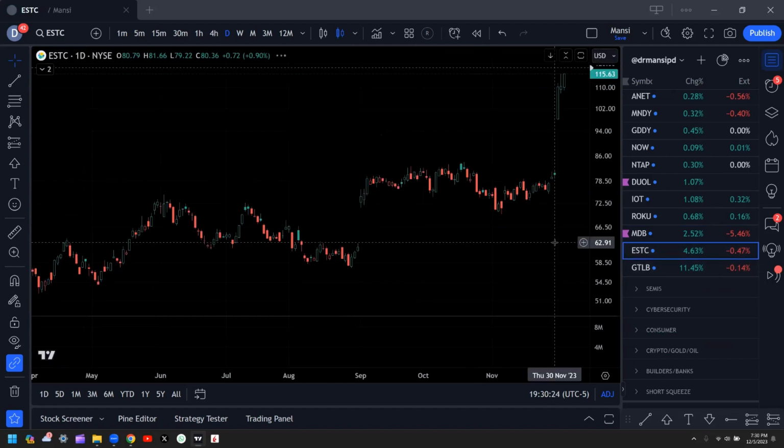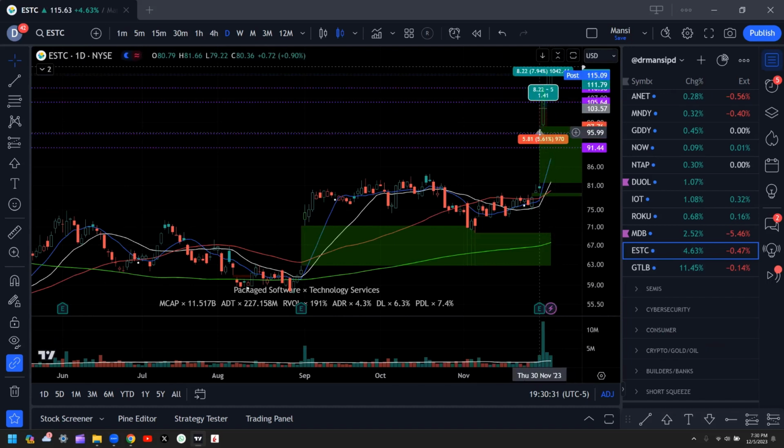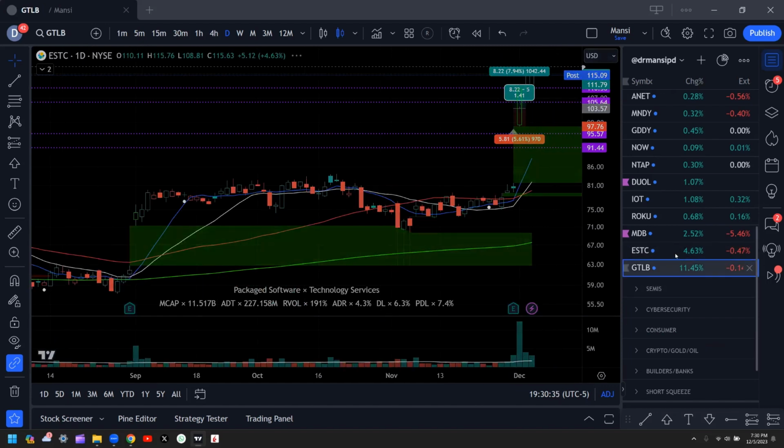Moving on, ESTC. This, of course, I have it in the IRA as well. Bought it here, and it's just too far up for me to add here.